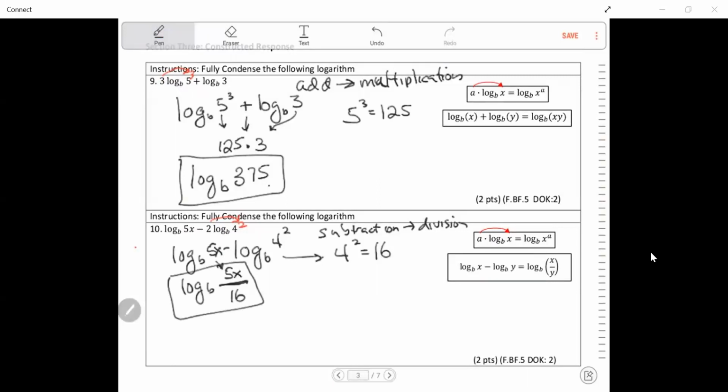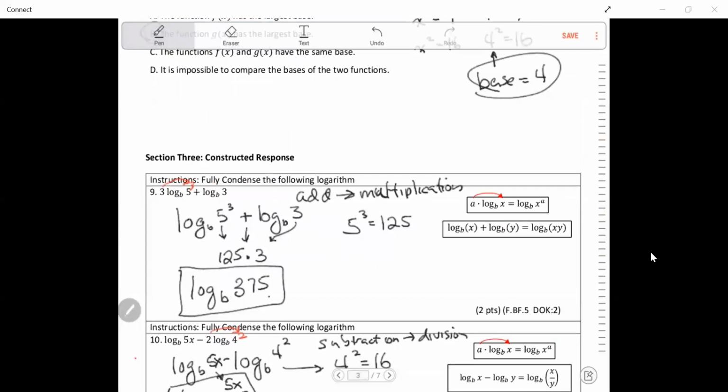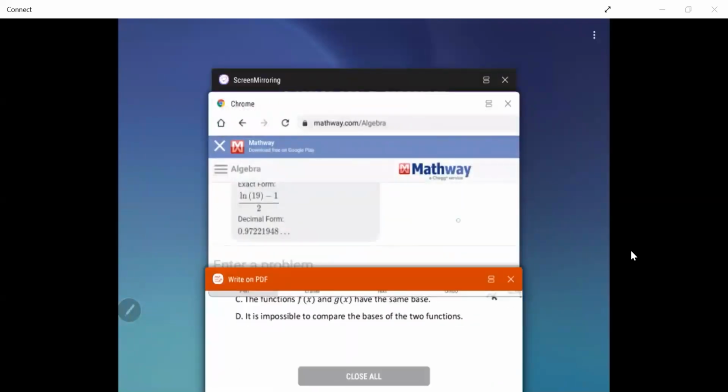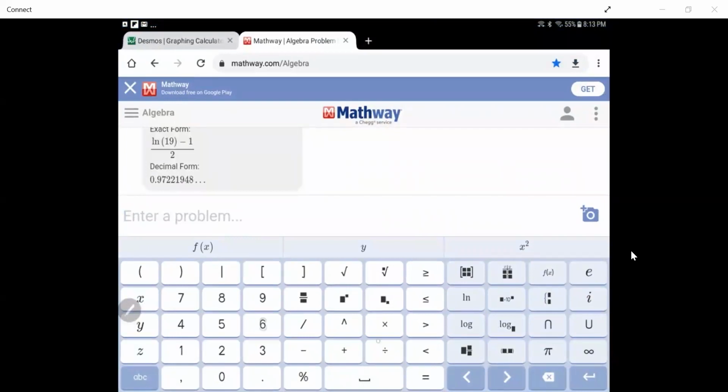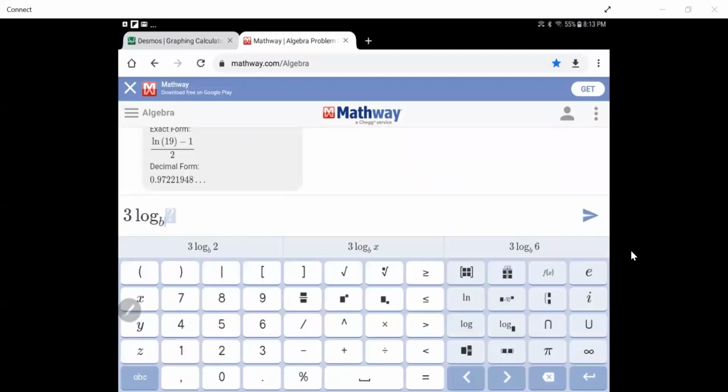Now you can check those by putting exactly that amount into your Mathway calculator. So this was 3 log b of 5 plus log b of 3. This is much slower, but I can't even count the number of these I've done, so I'm pretty fast at this. And I'm also pretty confident about my answers because I've done so many of them. So I put that in exactly that way.